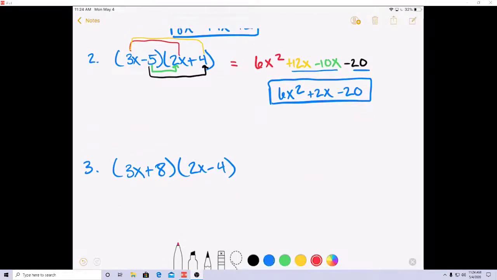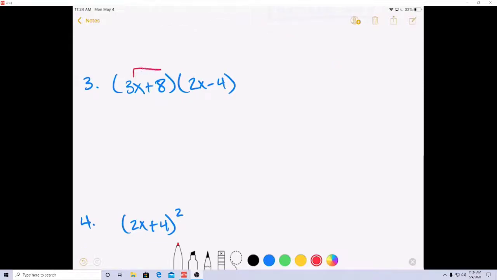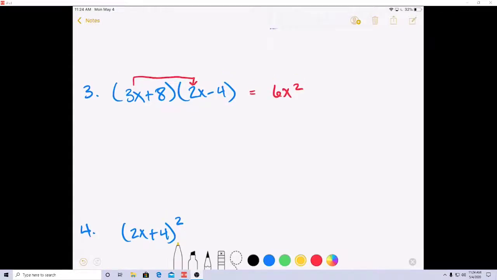Okay, another one. First, again, which is the first thing in both parentheses. 3x times 2x is 6x squared. Outside is this term and this term. The two outside when you look at them. All right, always those two terms, so that's negative 12x. Inside is always the two right in the middle, so 8 times 2x, which is positive 16x. And then your last, which is the last term in each parenthesis. So 8 times negative 4, which is negative 32.